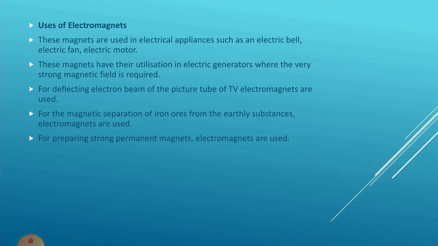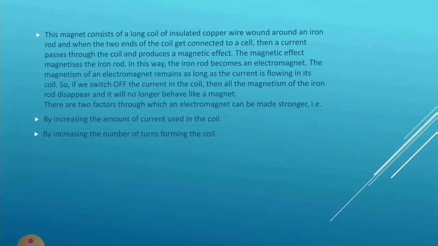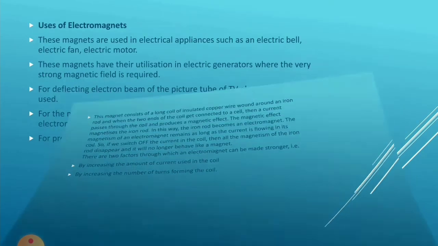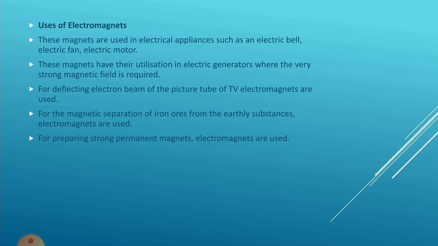Now, the strength of an electromagnet can be increased by increasing the amount of current used in the coil and by increasing the number of turns forming the coil. And now let's see about uses of electromagnets.